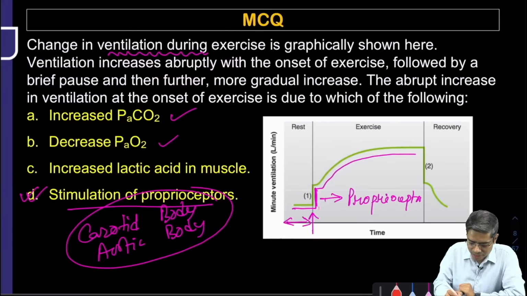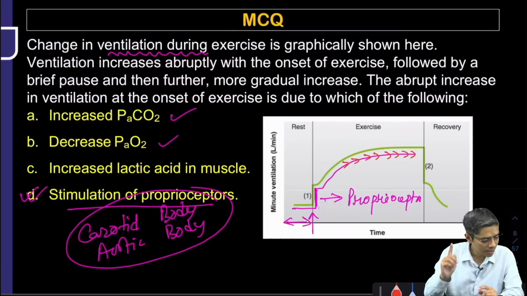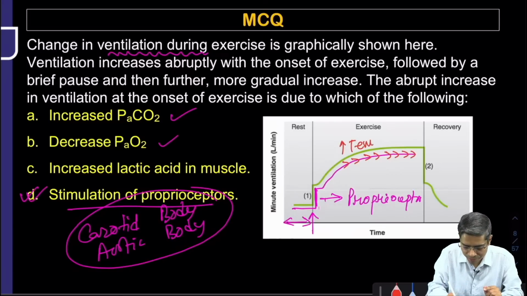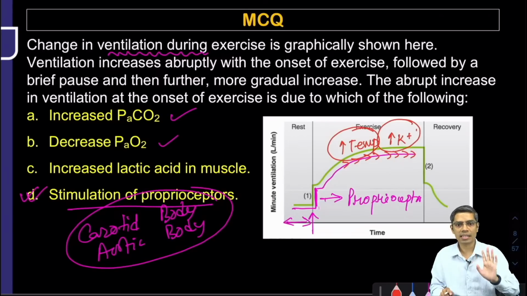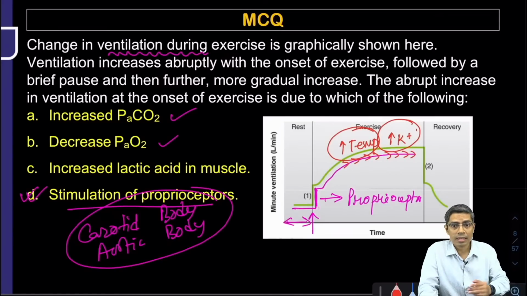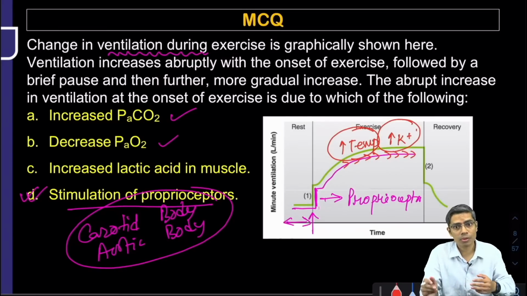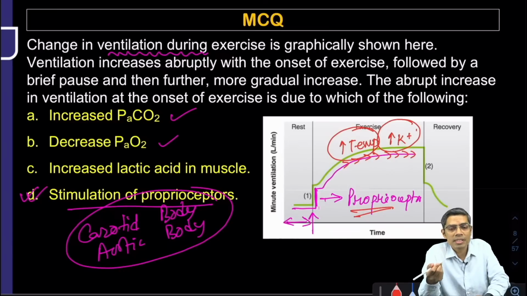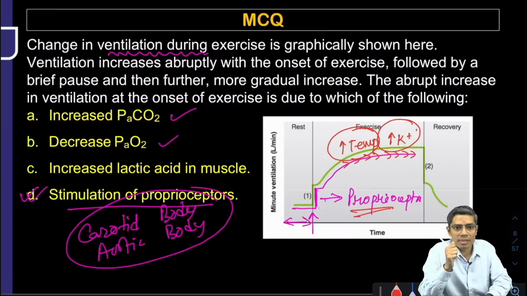But later on you can find that there is a gradual increase in ventilation when the person is doing exercise for some long time. This increase in ventilation is due to an increase in temperature as well as an increase in potassium ion in your blood, because we have already seen that oxygen, carbon dioxide, and H plus ion are absolutely normal. So, who is raising the ventilation later on? Proprioceptors are rapidly adapting receptors. After some point of time the proprioceptor is not going to give stimulation; they will be adapted. So, who is giving stimulation for increased ventilation later in the exercise? That is the increase in body temperature and increase in potassium ion.